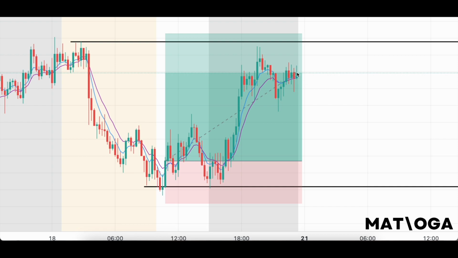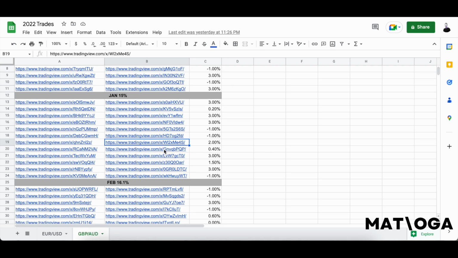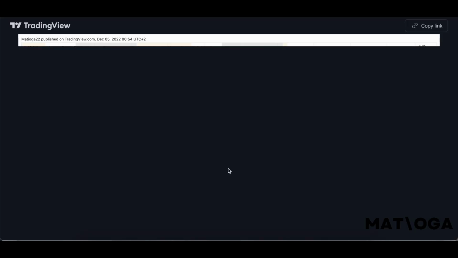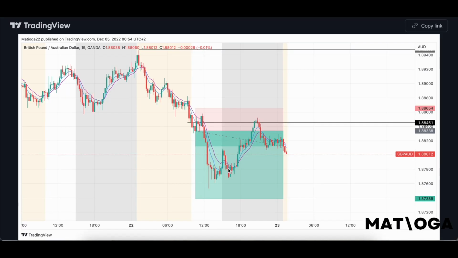So it's a 2%, maybe even a bit more than 2%, 2.1, 2.2, but you have to close it manually because this is the end of US session and you never leave your positions overnight. Next trade, another slow one. It's a short position.